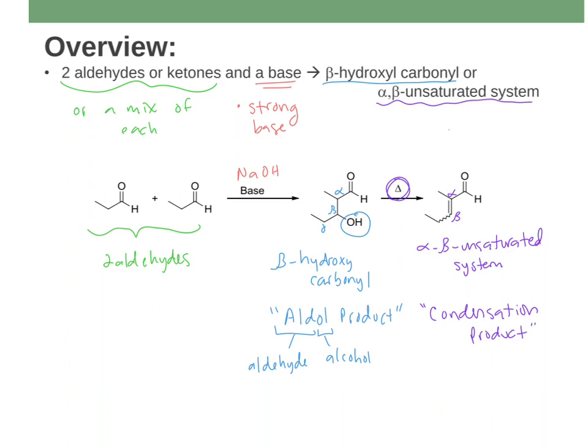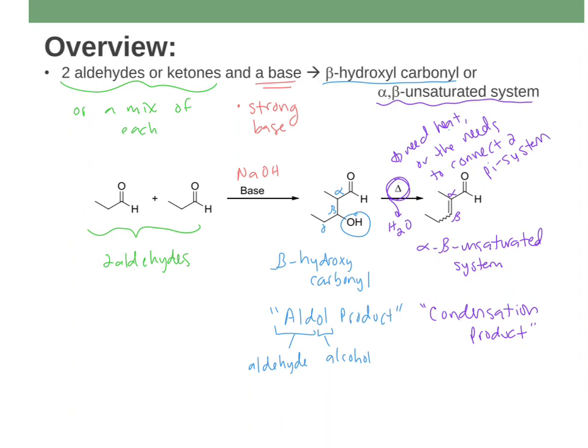What happens between the aldol and the condensation product is that you lose water. You've lost H2O, you're down two hydrogens and an O. And as I was saying before, you need heat in order to do this last step, or the alkene needs to connect two pi systems.